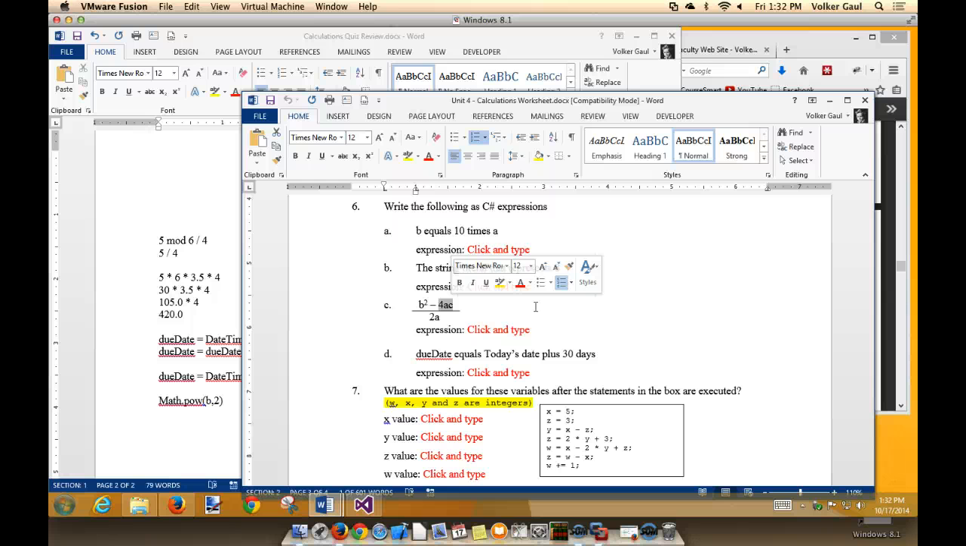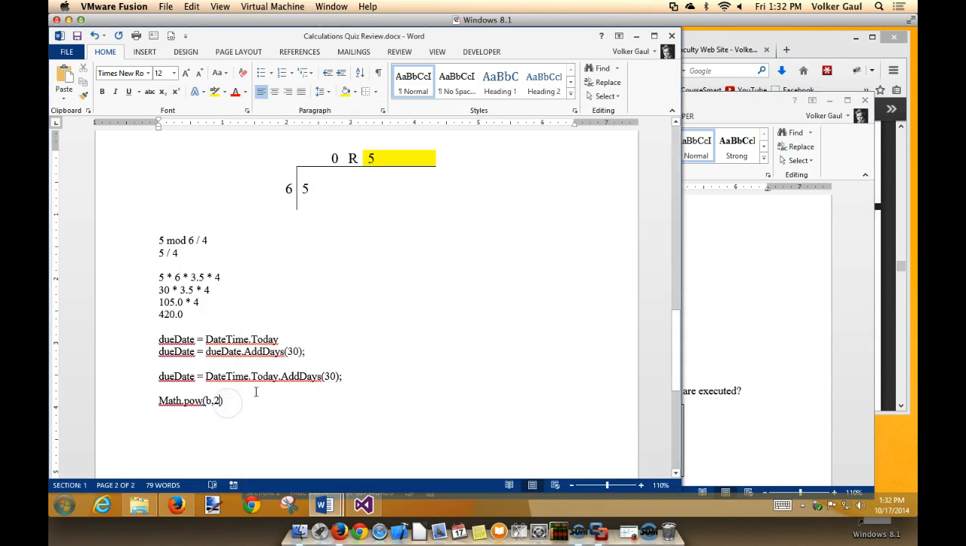And that's the point of all of this. So down here we have a 2A. That's 2 times A. Okay, so using the pow there, it's minus 4 times A times C divided by 2 times A.